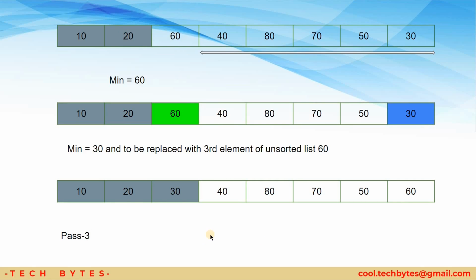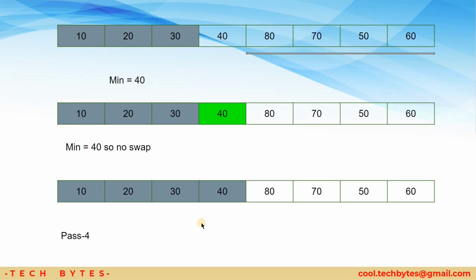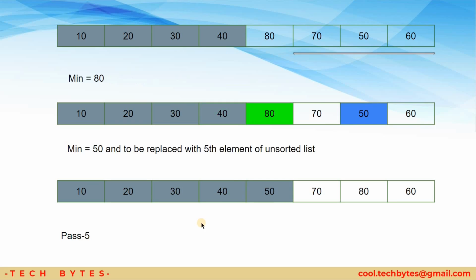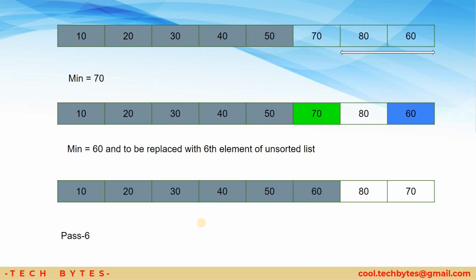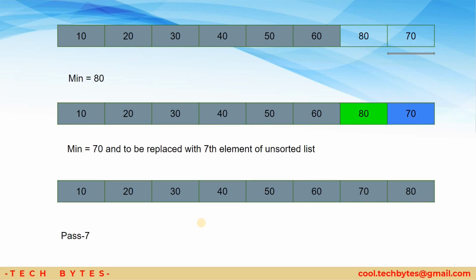Alright, in the next pass, consider minimum is element from the unsorted list and repeat the steps so that you will find the minimum value from unsorted list. Then replace both 60 and 30. So by the end of pass 3, you have 3 elements at their right places. Alright. So similarly, repeat all the steps till you get the elements at their right places. Right. Then 70 and 80 at their right places.